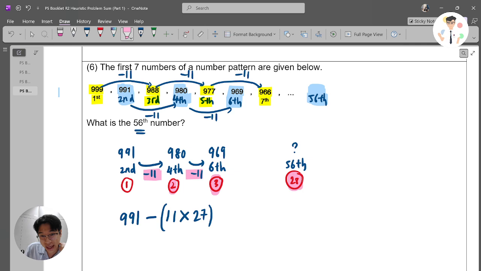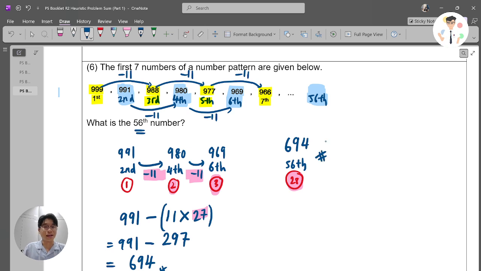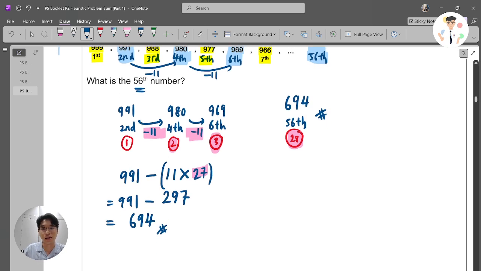So if it's 28, it means I need to minus 27 times. So 11 times 27, what did I get? 11 times 27, I get 297. And 991, I minus 297, and I get the answer, which is 694. This basically tells me that my number is not a question mark now, but is 694. And that's it. That is our answer for question number 6.